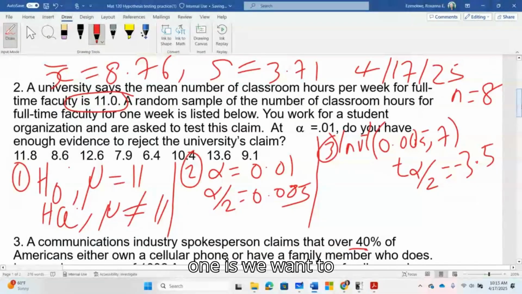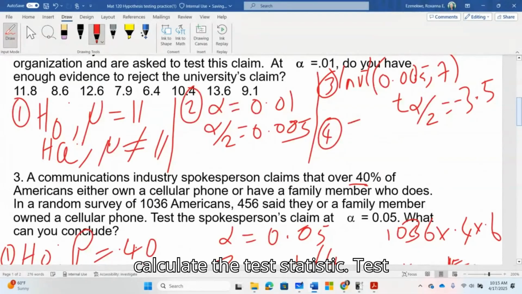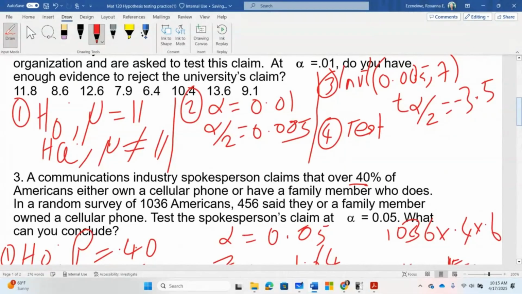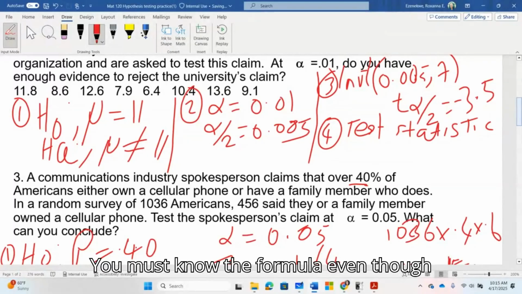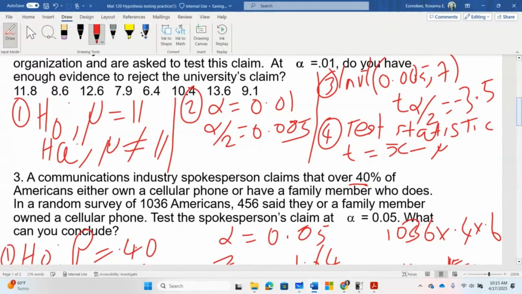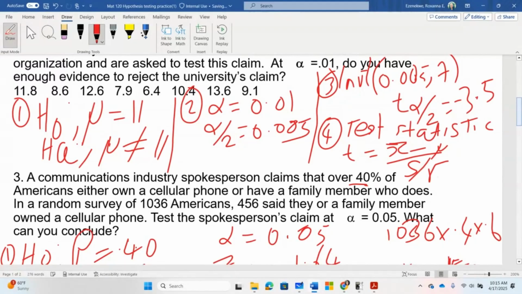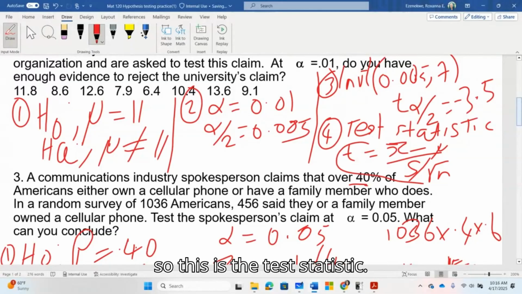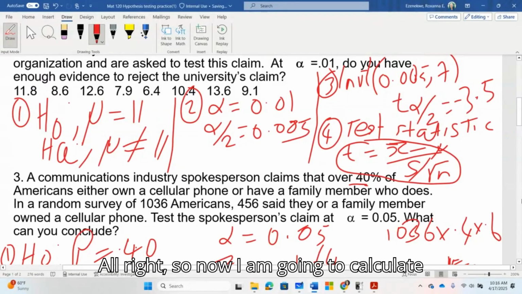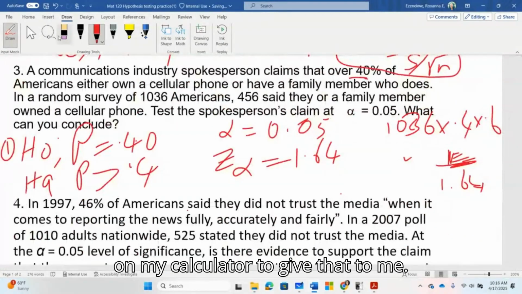Okay, so the next one is step 4. Calculate the test statistic. Step 4, test statistic. You must know the formula even though you're using your calculator. The test statistic for t is t equals point estimate minus mean, the mean we are contesting, all over standard error. Standard error is sample standard deviation over square root of sample size. All right, so now I'm going to calculate that, but actually my calculator will also give it to me. So I can wait on my calculator to give that to me.